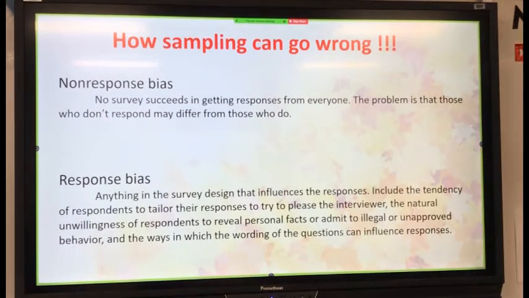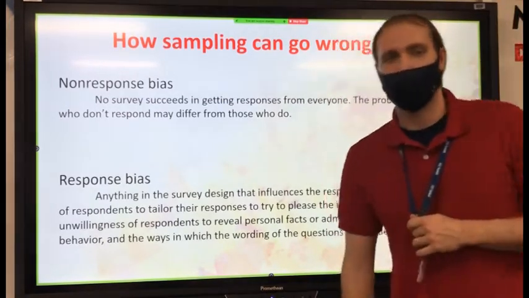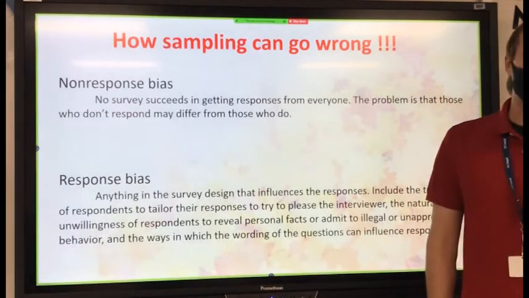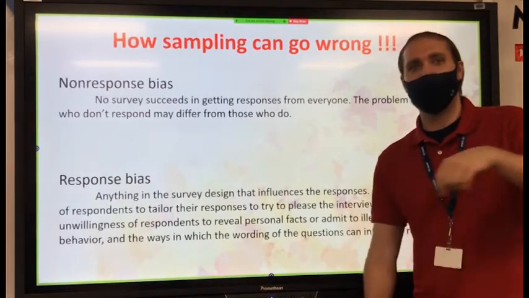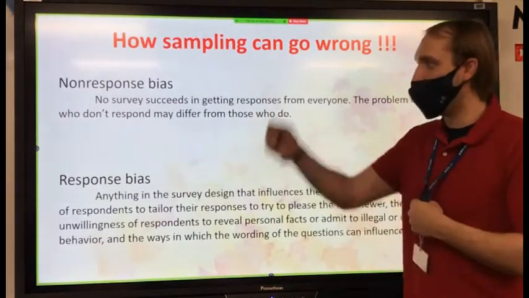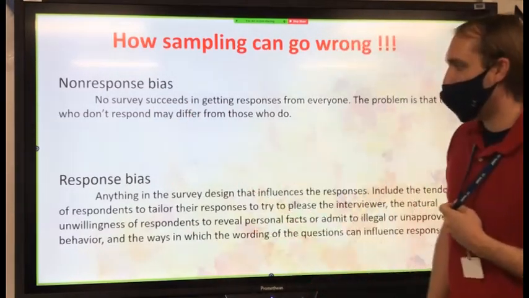Non-response bias. No survey succeeds in getting responses from everybody. The problem is that those who don't respond may differ from those who do. So you'll have to watch out for those. Why is that person not responding? Maybe Republicans are more likely to just say, I don't have time for that. And Democrats are more motivated this year, and they're like, I definitely want to give my opinion. I don't know. That would be a non-response bias.